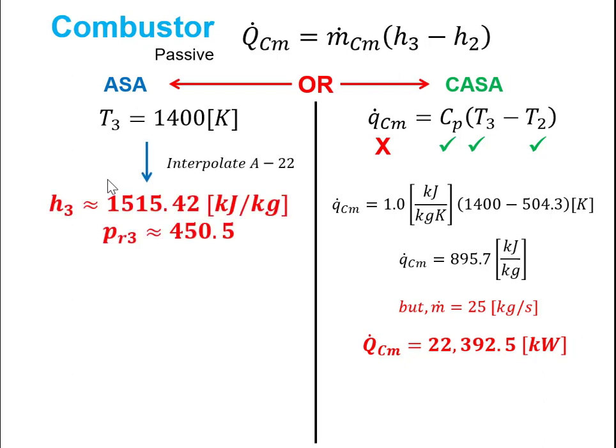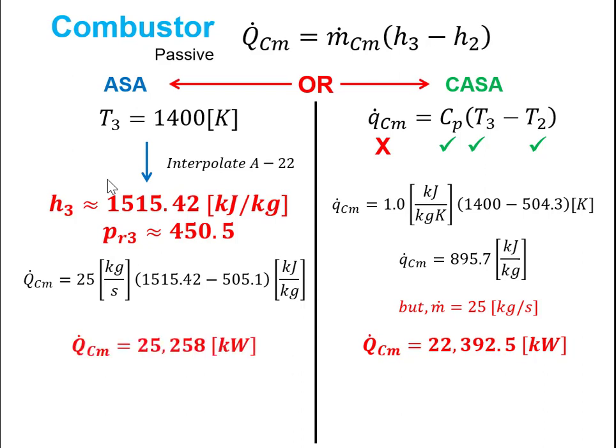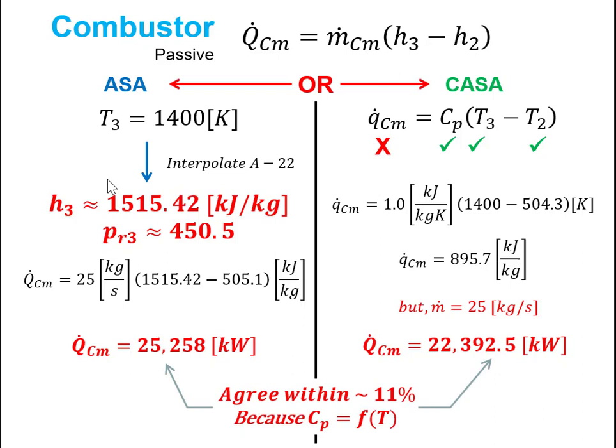In my air standard analysis, I know T3, so I can use that to interpolate and find H3 and PR3. When I know H3, I can put that into my equation. I know the mass flow rate, and I can find Q dot. Here you can see that I get similar answers, but there is some disagreement, about 11%.